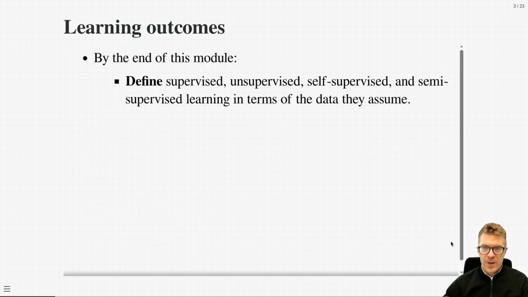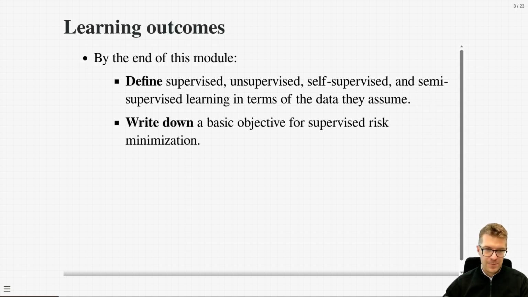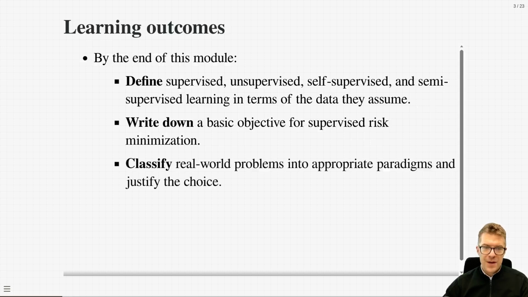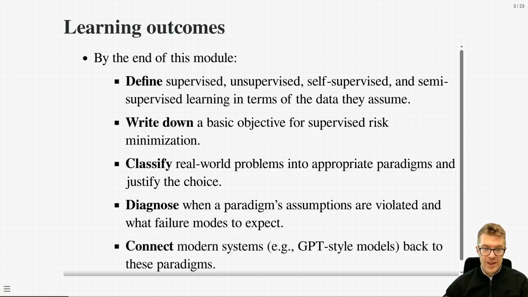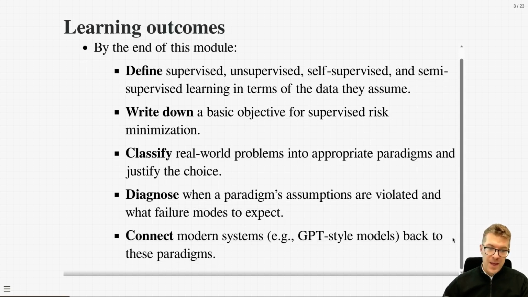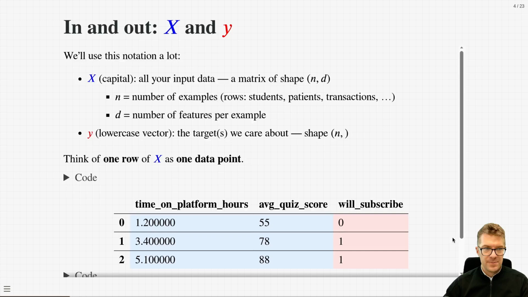So by the end of this module, you'll be able to define supervised, unsupervised, self-supervised, and semi-supervised learning in terms of the data that they assume you have. You'll be able to write down a very basic objective for a supervised risk minimization task. You'll be able to classify real-world problems into appropriate paradigms and justify the choice. You'll be able to diagnose when a paradigm's assumptions are violated and what failure modes to expect. And you'll be able, to some extent, to connect modern systems like GPT-style large language models back to these paradigms.